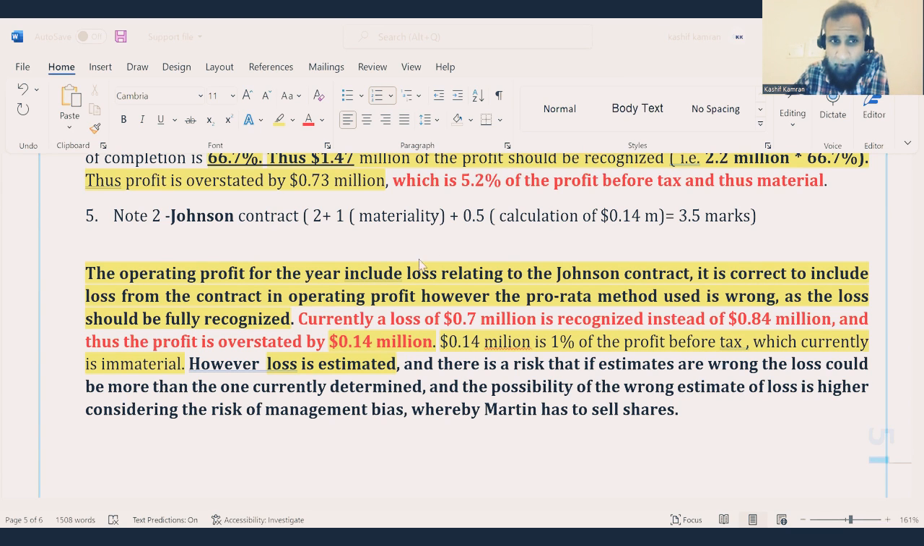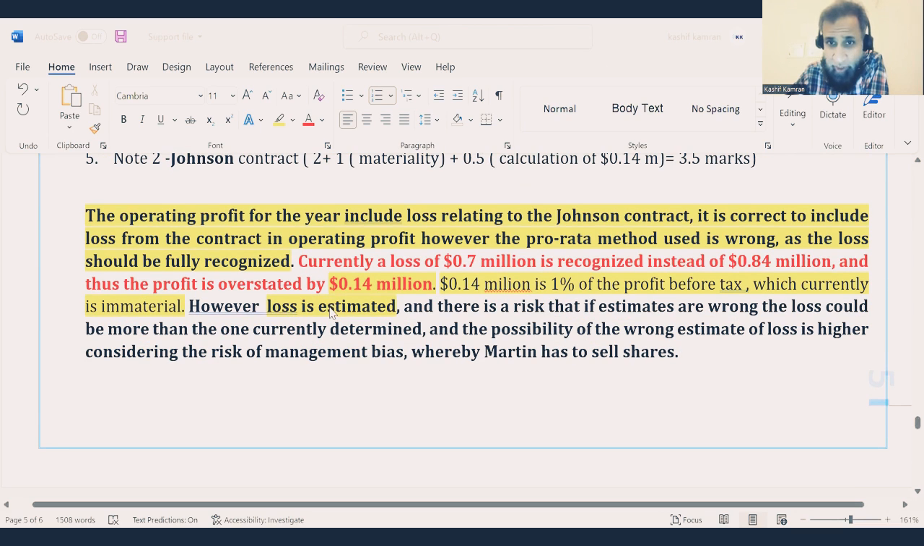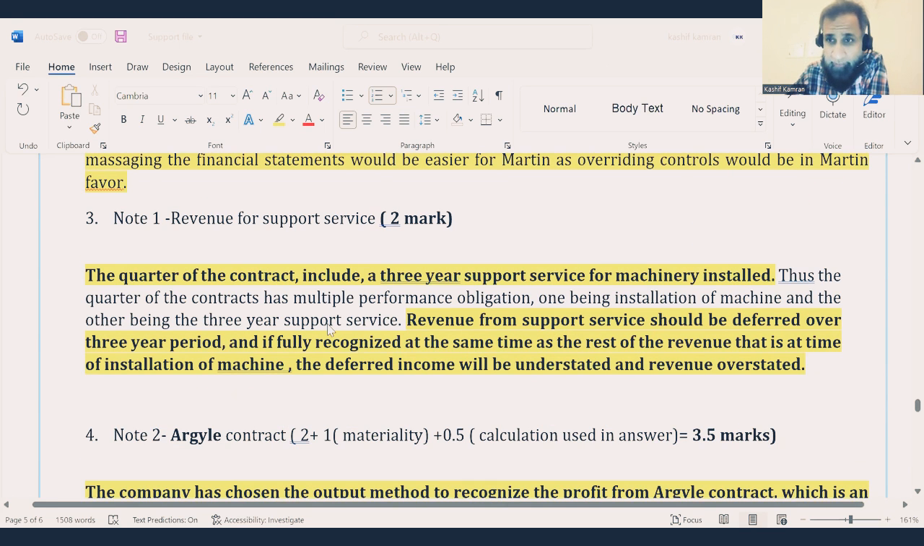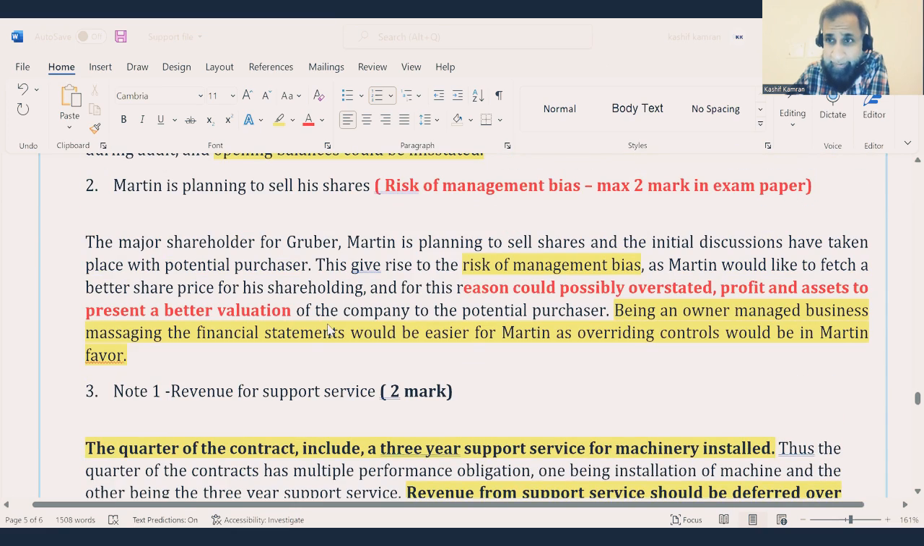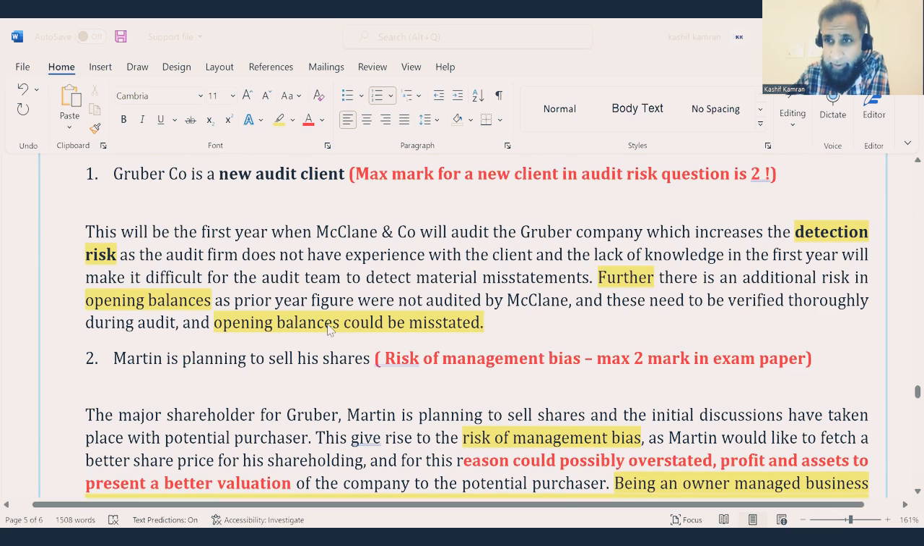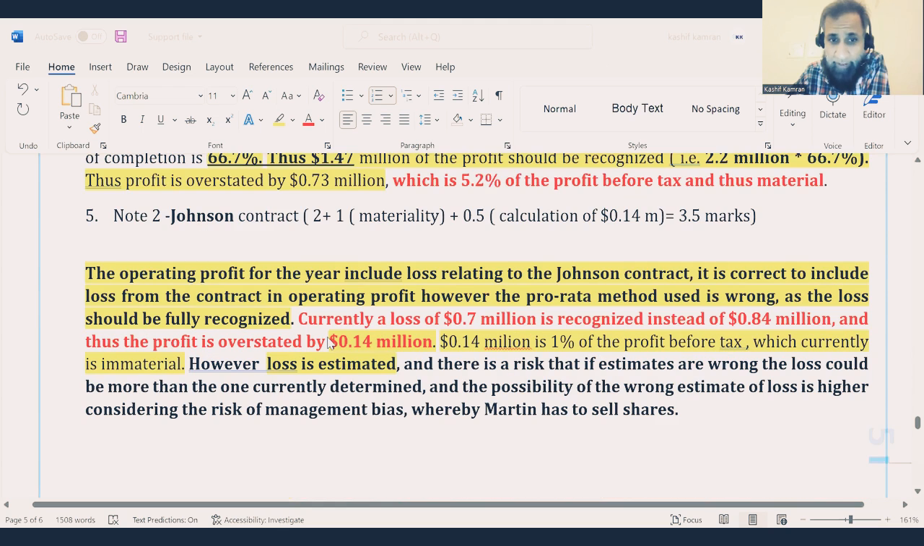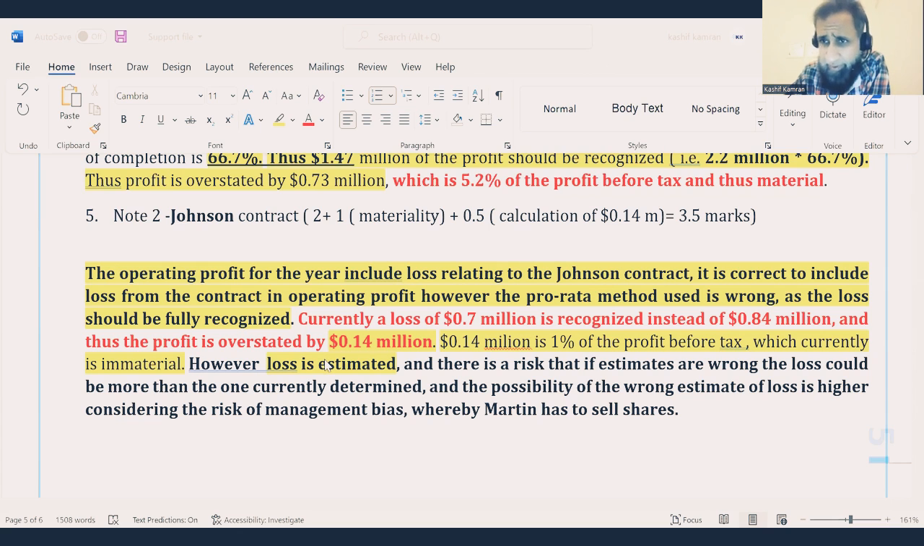So how many marks have we fetched from note number 2, Johnson contract? 3.5. So far out of the 24 marks, how many marks have we fetched? 3.5 for Johnson, 3.5 for Ergel, 7; 2 for revenue, 9; 2 for Martin selling shares, 11; 2 for first year audit, 13 marks out of 24. How many risks did we write? 1, 2, 3, 4, 5. 5 risks and 13 marks. Ideally, a student says 5 risks, 10 marks, but we are getting 13 marks for 5 risks. So the examiner says that the student wrote 12 risks for a 24 marks answer, which is wrong.